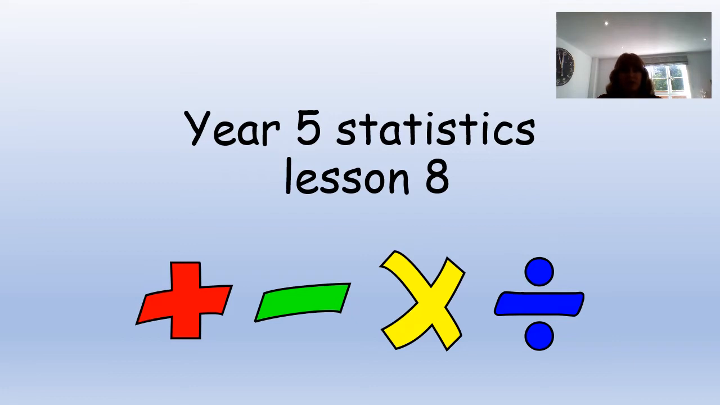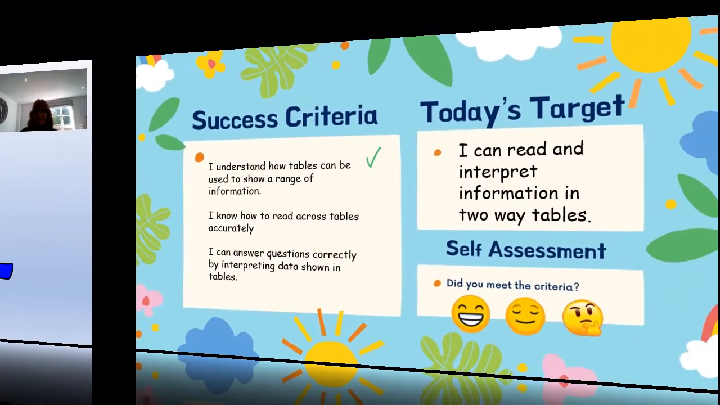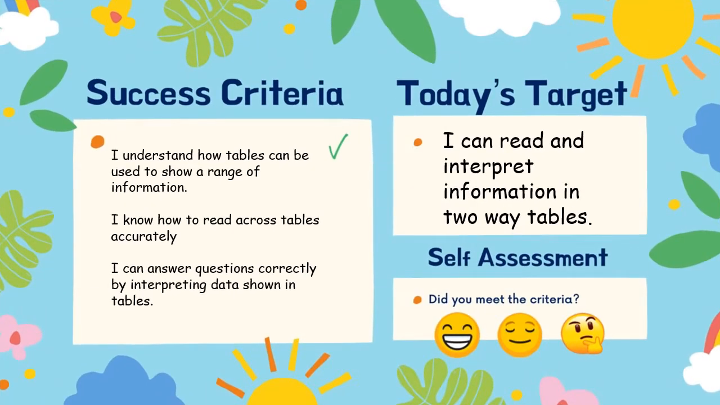I'm really looking forward to today's lessons, so let's get started. Today we're going to read and interpret information in two-way tables, building on what we learnt in our last lesson. You still need to be able to understand how tables show a range of information, to read across and down tables accurately, and you'll know if you've done this if you can answer questions correctly by interpreting the data shown.